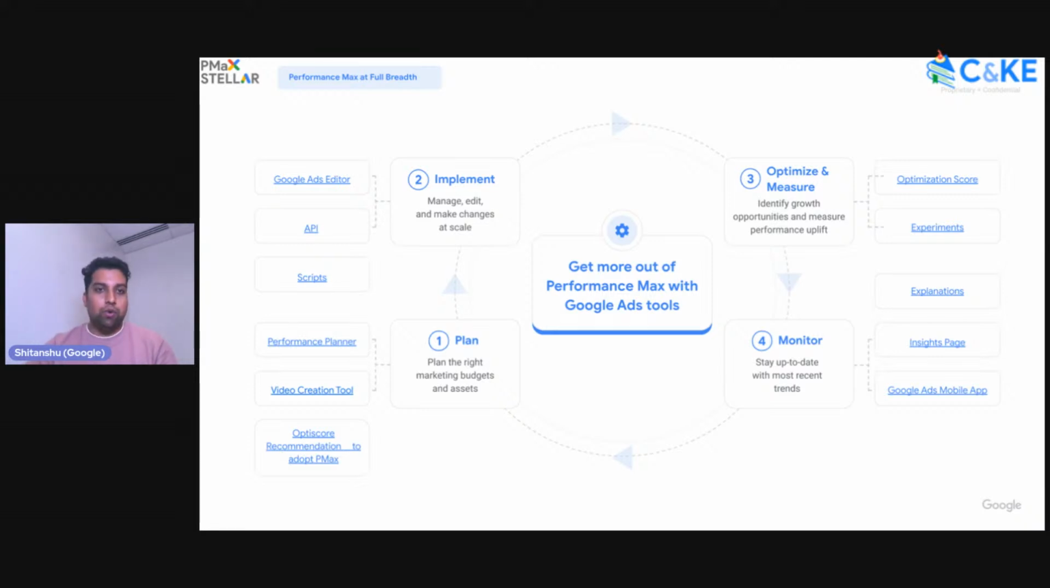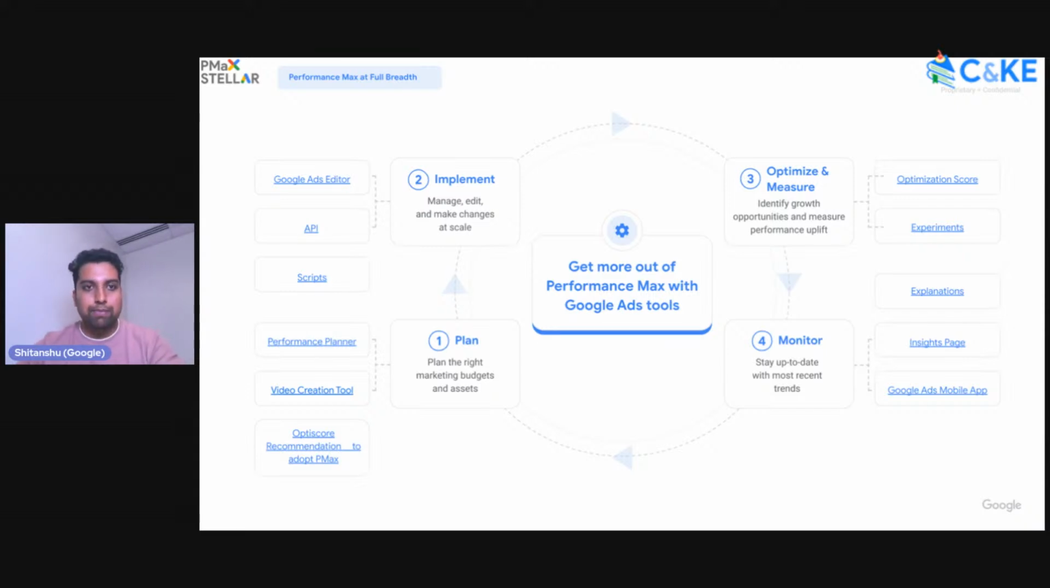Now, this is one of my favorite slides, by the way. If you look at this slide, it tells you about four different stages of a life cycle when it comes to campaigns. You start your campaign by planning. You plan the right marketing budget and the right assets. That's the planning stage, and then you have implement, then optimize and measure, and ultimately you reach a stage where you monitor the performance of your campaign, and that becomes a full cycle when it comes to running any campaign.